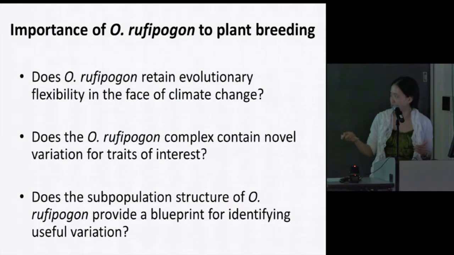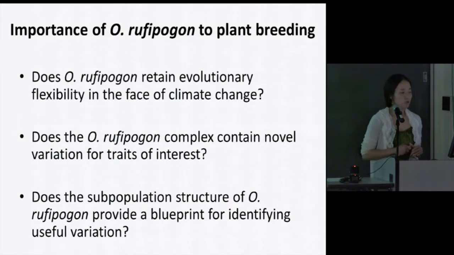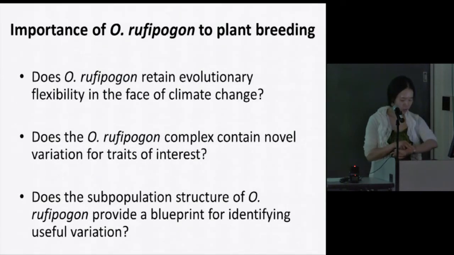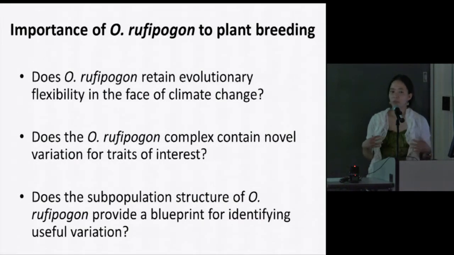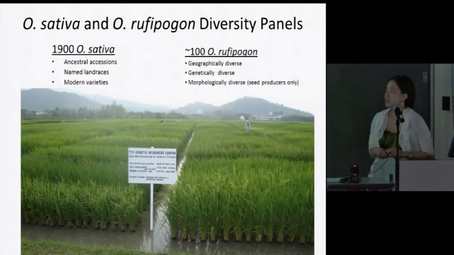many thousands of years ago. We can ask now, does the Oryza rufipogon complex contain novel variation for our traits of interest? And has what we've just discovered about the subpopulation structure provided some sort of blueprint for identifying useful variation in this wild ancestor for use in breeding programs with cultivated rice? So I'm going to switch now to the second part of my talk and talk about our work using both Oryza sativa and Oryza rufipogon diversity panels to study transgressive variation in cultivated rice and this wild ancestor.